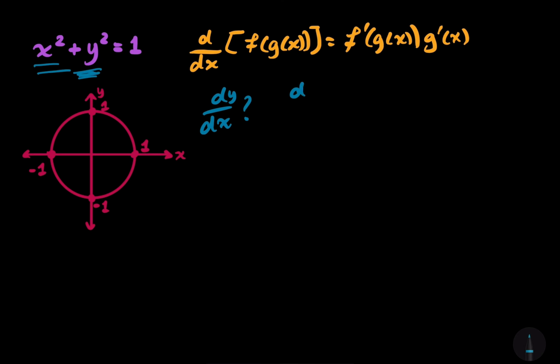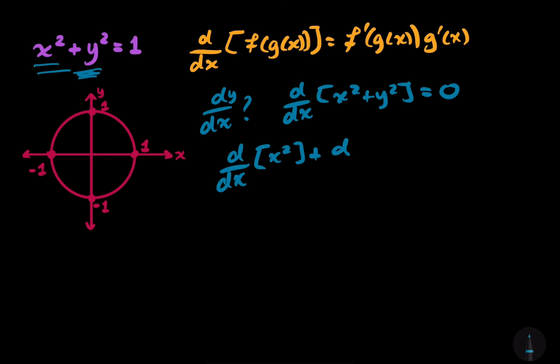So we'll get that the derivative with respect to x of x squared plus y squared is equal to the derivative of 1. We know that 1 is just a constant, so this will be equal to 0. We just took the derivative of both sides. Then we can split this into two separate derivatives: the derivative with respect to x of x squared plus the derivative with respect to x of y squared, and that's equal to 0. The derivative of x squared is just going to be 2x. This comes straight from the power rule.